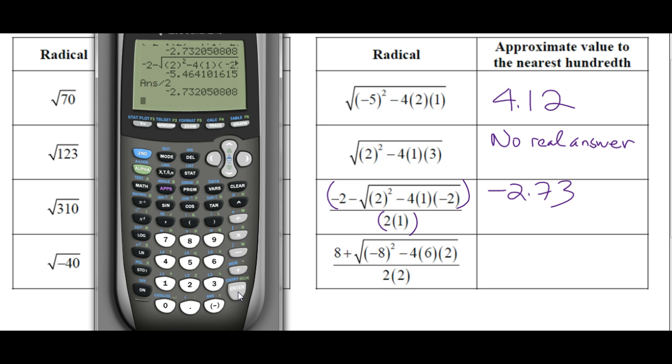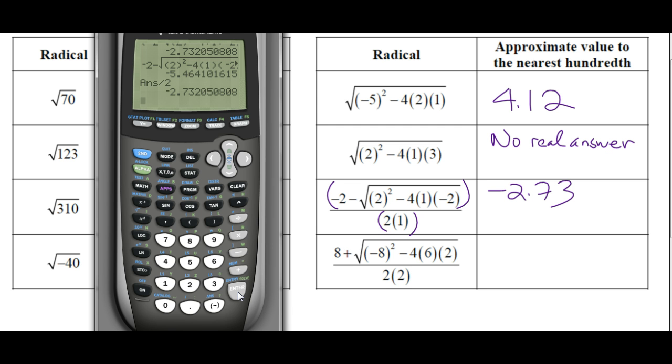Okay, do this one. You should be able to get that one right now. 64 minus 48 is 16. The root of 16 is 4. 8 plus 4 is 12. Divided by 4 is 3. I think it's 3.